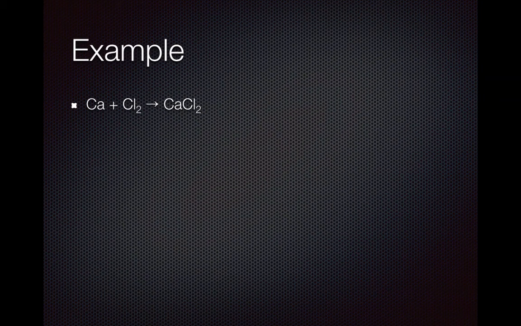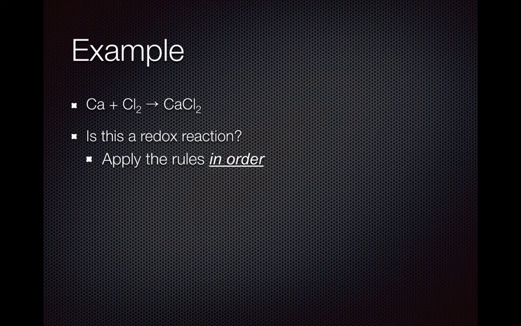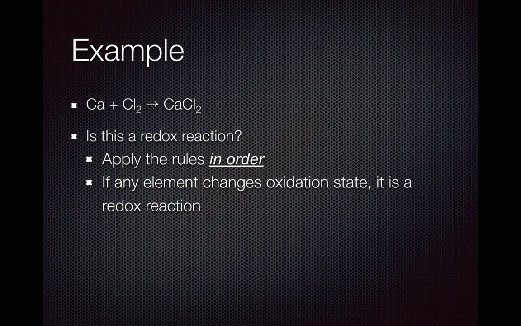Now here's a situation where we are going to be assigning oxidation states to an entire reaction. Once you do that, there's a couple of questions you want to ask. You want to ask yourself, is this a redox reaction? If it is, then you apply the rules in order and then take a look at the oxidation states. If any element changes oxidation state in going from the reactants to the products, then you in fact have a redox reaction taking place.